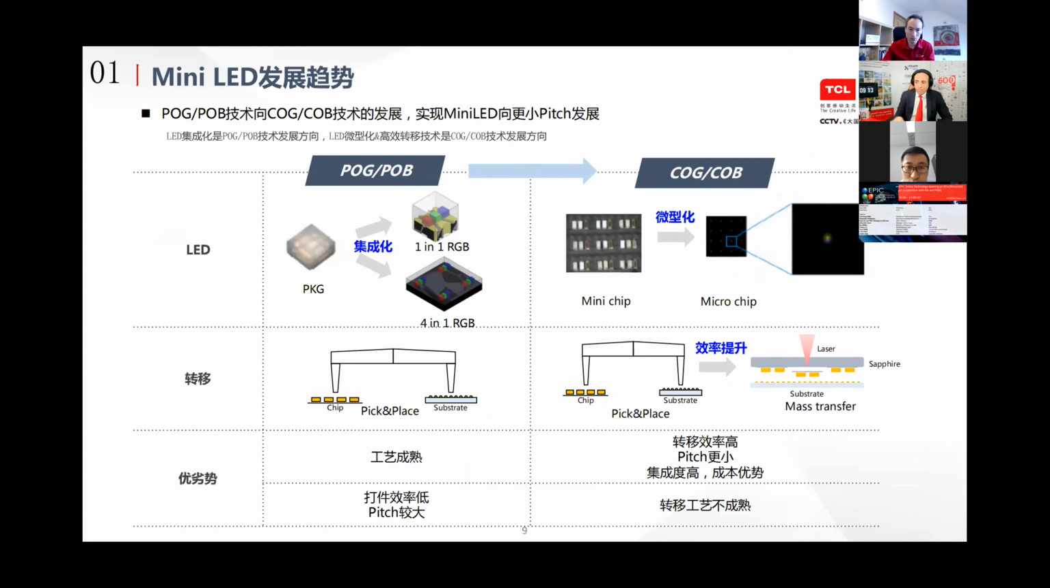Yeah, and now let's see that for the development of mini and micro, there will be two big trends. Now the mainstream market is mini LED, and for the future mainstream market, there will be POG and POB, packaging on glass and packaging on PCB plate. So these two trends will move towards COG and COB. And such a change will change our resolution and precision.